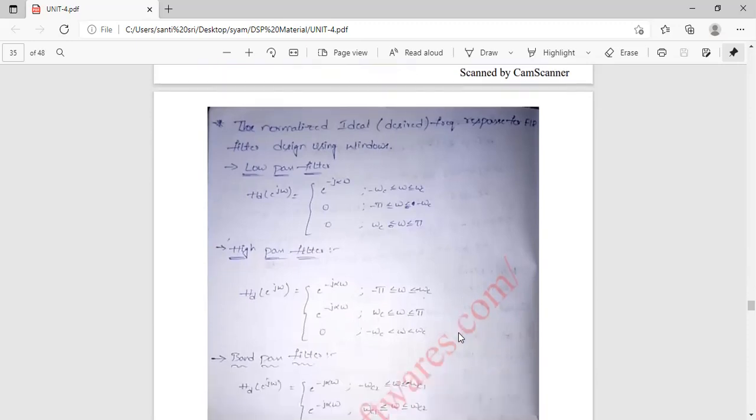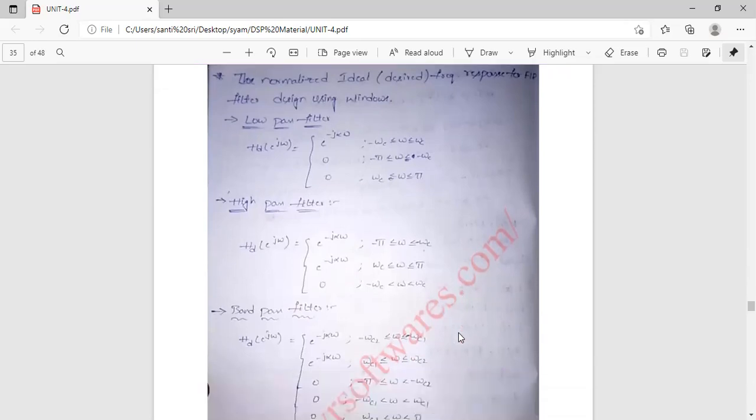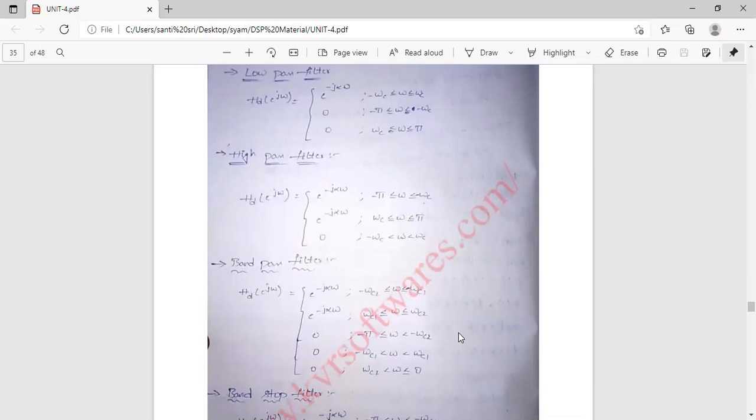For the high pass filter, HD of e power j omega equals e power minus j alpha omega from minus pi to minus omega c, and e power minus j alpha omega from omega c to pi, and is 0 from minus omega c to plus omega c. And for the band pass filter, HD of e power j omega equals e power minus j alpha omega from minus omega c2 to minus omega c1 and from omega c1 to omega c2, and is 0 from minus pi to minus omega c2, from minus omega c1 to omega c1, and from omega c2 to pi.